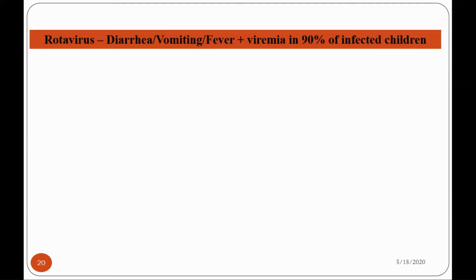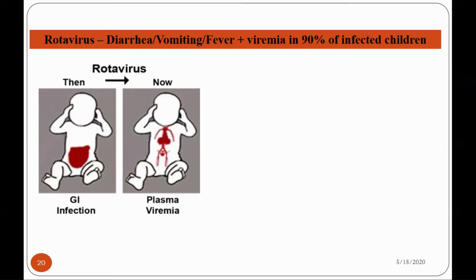And we can see a presentation of diarrhea, vomiting, along with fever. And in severe cases, we can see dehydration. The main site of replication of these rotaviruses is our gastrointestinal tract, particularly the small intestine. The tip of the villi of the small intestine is the main habitat of these rotaviruses.